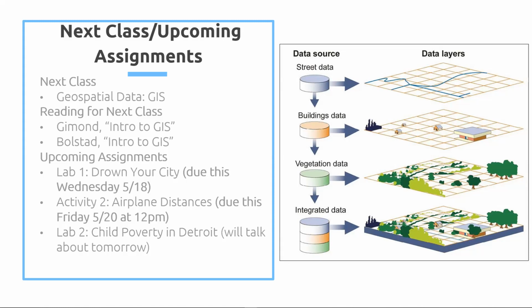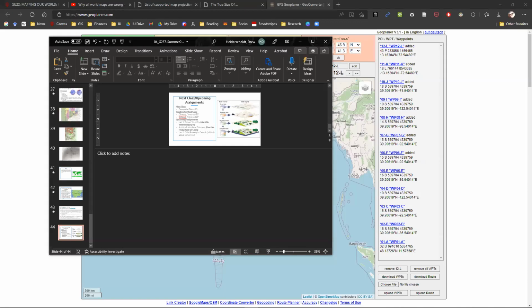Then we have a second lab that we're going to discuss tomorrow, about child poverty in Detroit. What we're going to be doing in that lab is getting you used to the software we're going to use for the rest of the semester, called ArcGIS Online. ArcGIS Online is pretty essential for you to know, so I think this lab will be a good way of getting you to know that. It'll be due a week from tomorrow, and I will have a video demonstration of that up soon as well. That's all I've got for you all.